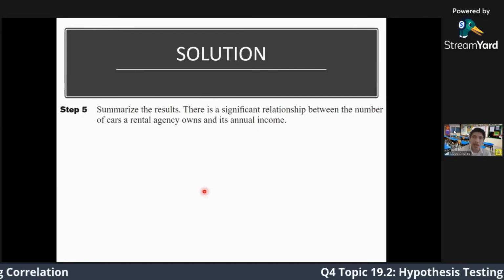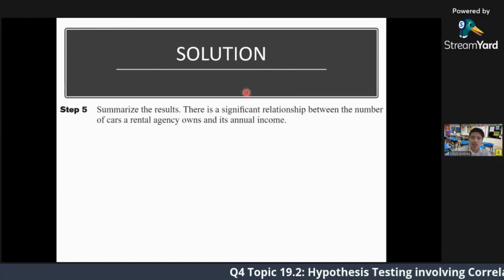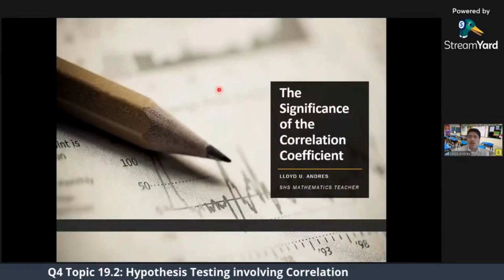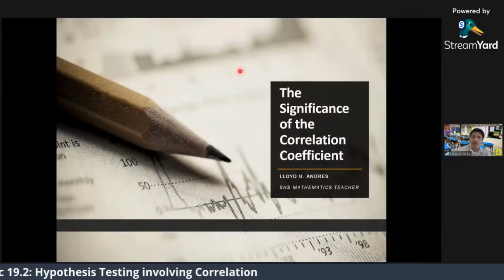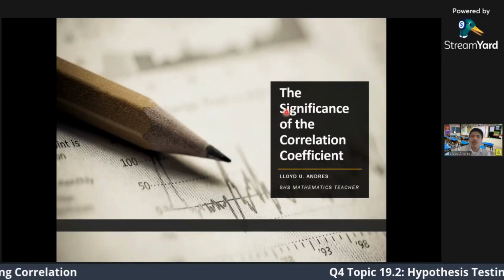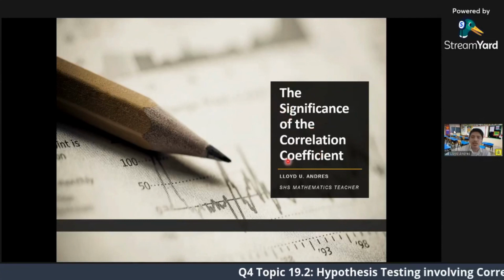So that is how we test a hypothesis involving the correlation coefficient. That's all about the significance of the correlation coefficient.